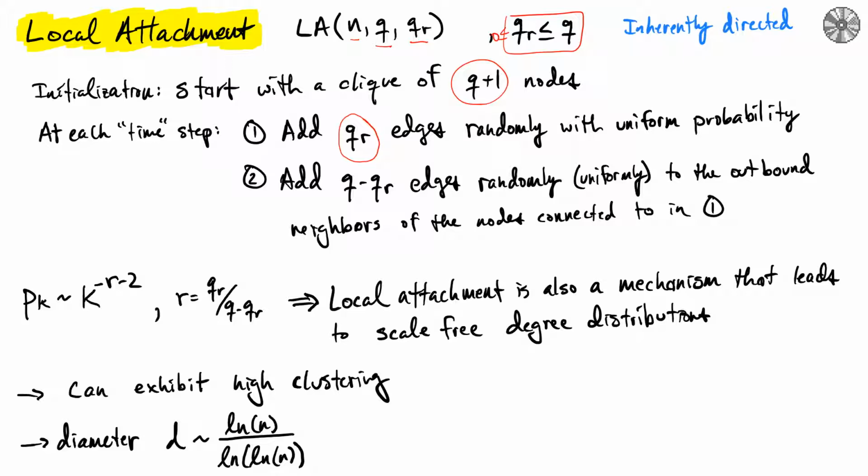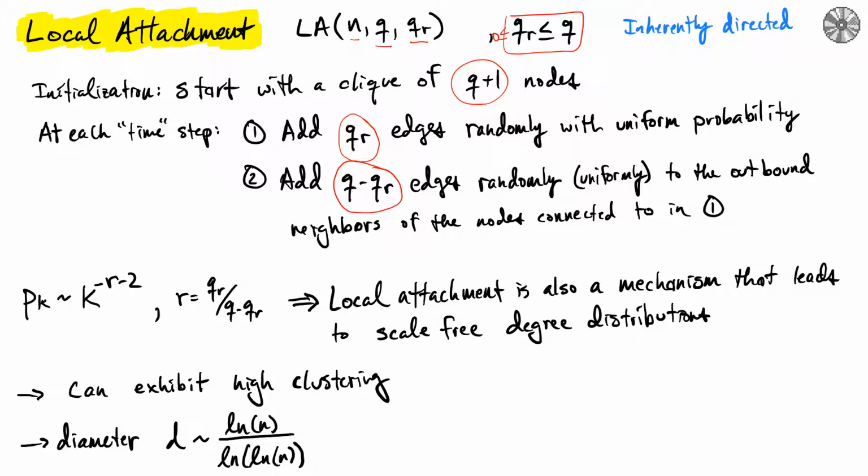So there's no preferential attachment here. We just uniformly add edges, QR of the edges that the new node has, to other nodes in the network. Then we look at neighbors of those nodes that we just recently connected to, and we add the rest of the edges, so that's Q minus QR, uniformly to the neighbors of the nodes that we just connected to. And so this inherently has quite a bit of clustering in it.